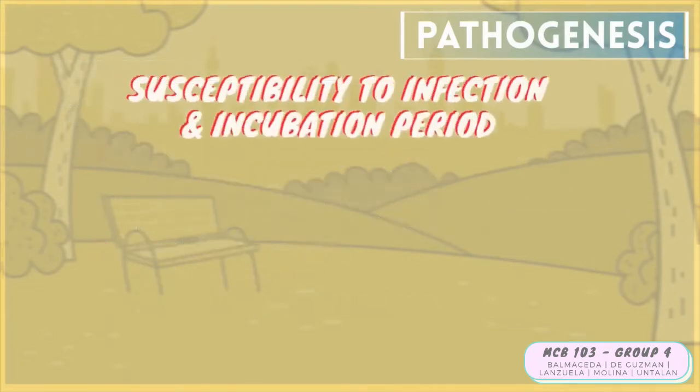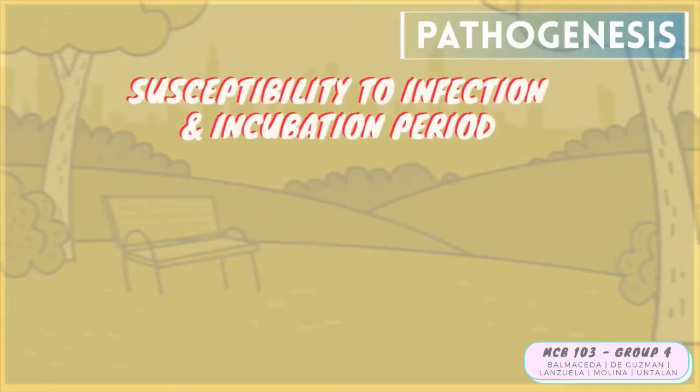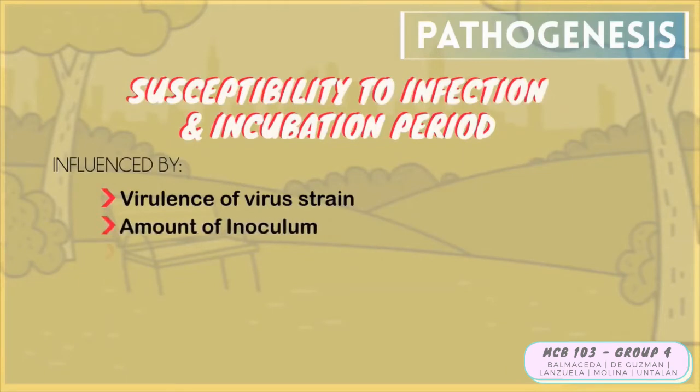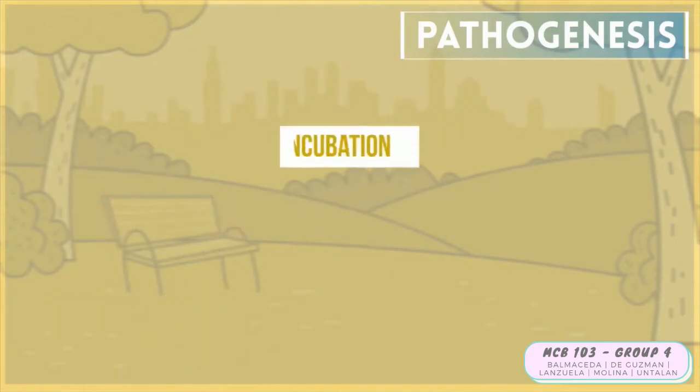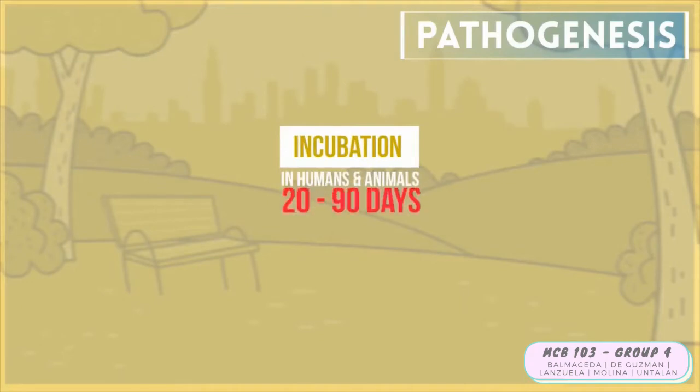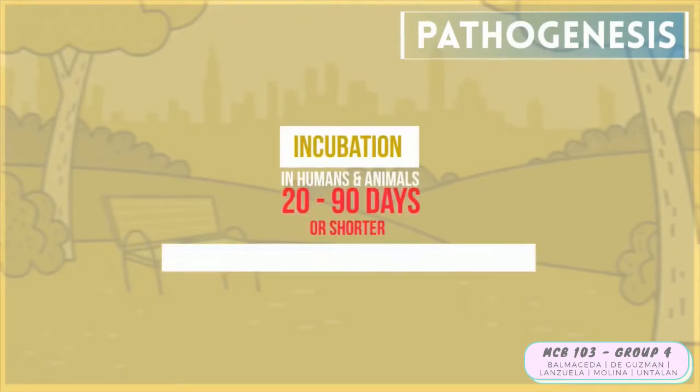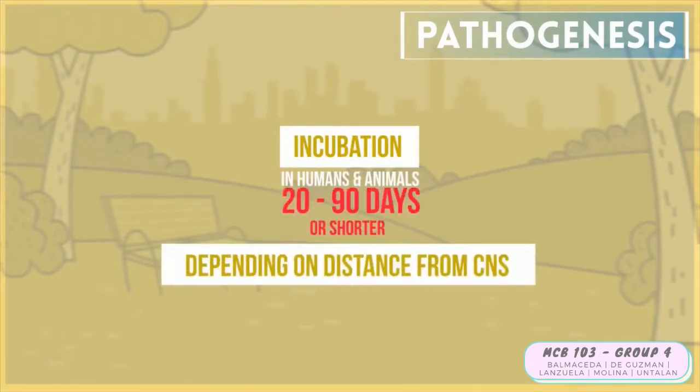The susceptibility to infection and the incubation period is influenced by the virulence of the virus strain, the amount of inoculum, and the location and severity of the bite. A higher attack rate and shorter incubation period in individuals bitten on the face or head are established, whereas the lowest mortality occurs in those bitten on the leg. The incubation of rabies virus in humans and animals usually lasts 20 to 90 days or shorter, depending on the distance of the bite from the central nervous system.